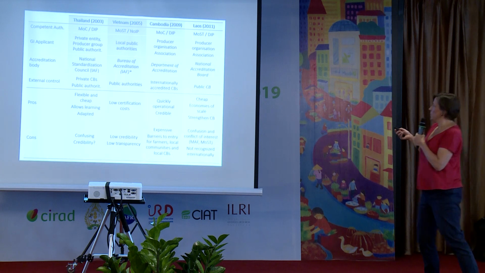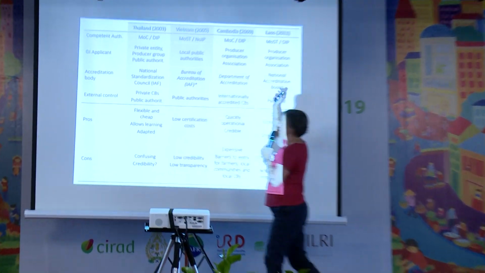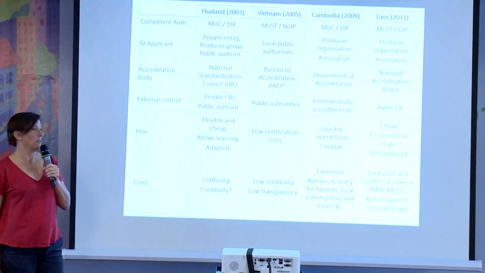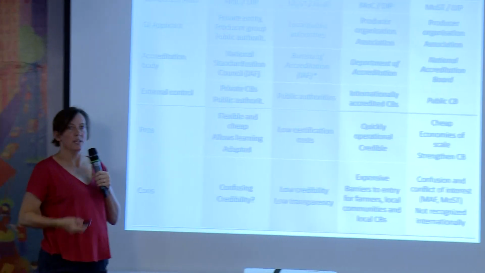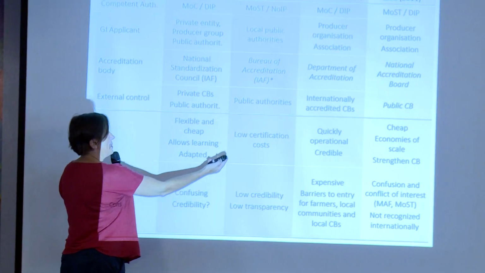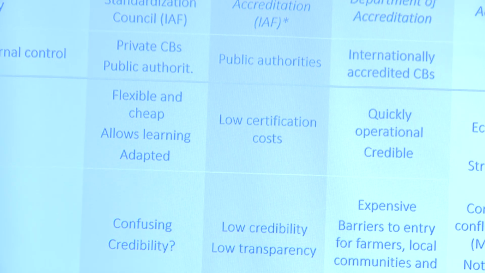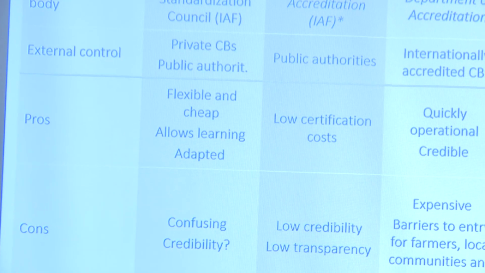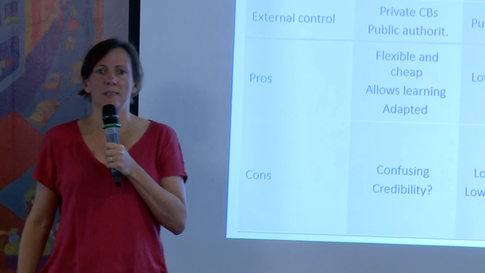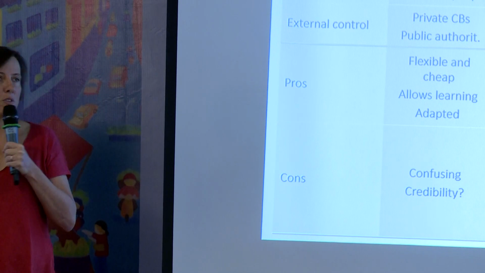Conclusion and discussion. So we see here the difference. This summarizes the information that I just gave. What I think is that in the case of Thailand, it's quite flexible and cheap, and it allows a lot of learning, but it could be confusing and not always very credible. In the case of Vietnam, certification costs are very low, but I'm not sure it's very credible or transparent, and Chen said that it was quite confusing. In the case of Cambodia, it's quickly operational and credible, but it's super expensive, and it raises tremendous barriers to entry for farmers, for different stakeholders and certification bodies.